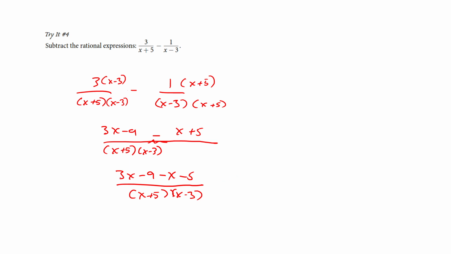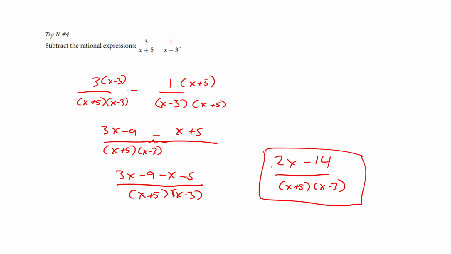Now clean this up. We've got 3x minus x is 2x. Negative 9 minus 5 is negative 14. Now once again I would check this. You have a GCF here of 2. But if I pull that out, I'm going to be left with 2 times x minus 7, and it won't cancel. So that's okay, but just make sure that it doesn't simplify further.